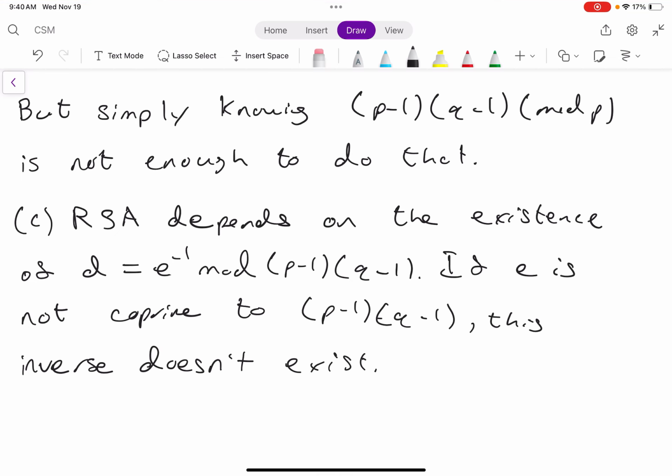For part C, Bob selects E, where E is co-prime to N, but not co-prime to P minus 1 times Q minus 1. Okay. Once again, if we think about the goal of Eve, it's to find this value D, which is E inverse mod P minus 1 times Q minus 1. Right? And if E is not co-prime to P minus 1 times Q minus 1, then this inverse doesn't even exist. And so there is no D, and that's not a valid RSA. So RSA is used incorrectly here.